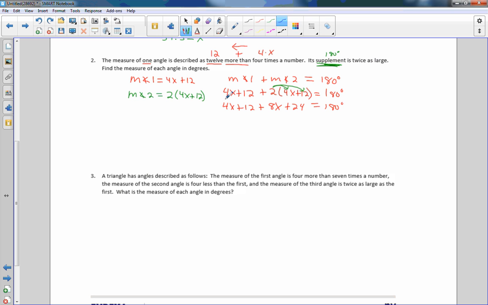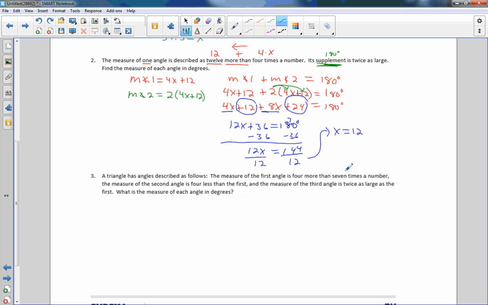I'm going to combine like terms now. I've got a 4x, I have an 8x, that is 12x. I have a plus 12 and a plus 24, that's a plus 36, equals 180 degrees. I'm going to subtract 36 degrees from both sides, and I'm going to get 12x equals 144, because these cancel. 144 divided by 12, ran out of room, x equals 12. That's my x. It did not ask for x, it said find the measure of each angle in degrees.